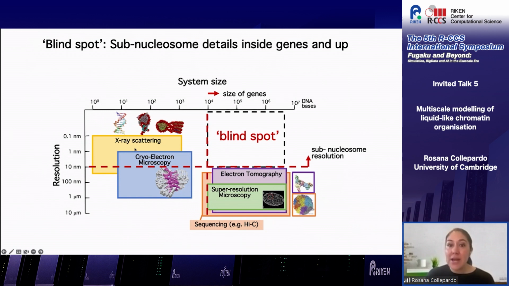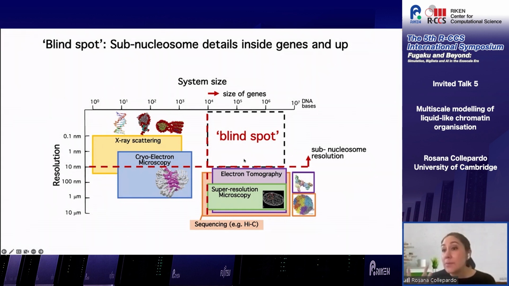One is the limit here that I'm showing you on the top left of small system sizes, but at really high resolution, atomistic or near atomistic resolution. And the other is the limit I'm showing you here at the bottom right, which is the limit of systems that are larger than the sizes of genes, and therefore they are functionally relevant, but with relatively low resolution. So we cannot see these molecules, as I was mentioning. And actually, these mechanisms of how the chemistry, the physical-chemical diversity of the genome gives rise to different functional domains happens right here at the blind spot that I'm showing you here.